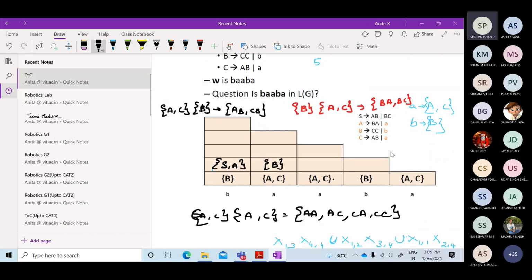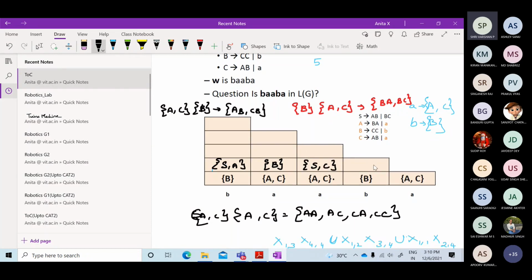So what is the result in my AB, comma, CB? What are the productions that derive AB and CB? CB is not derived, it's only S. Yes. So here S and C. AB is derived in S and C. So it is going to be S and C.